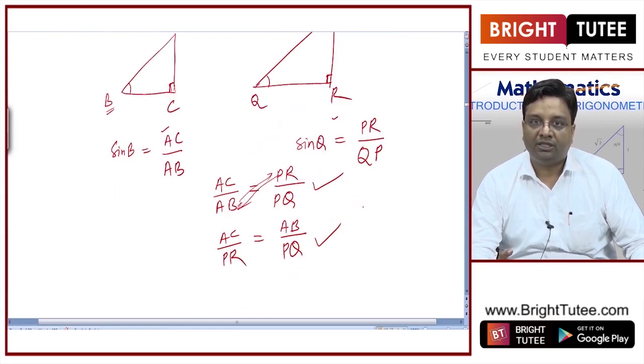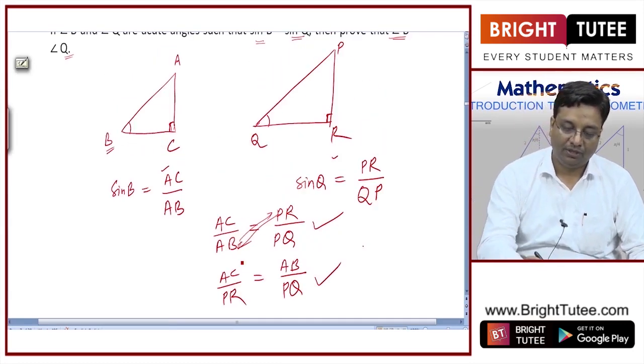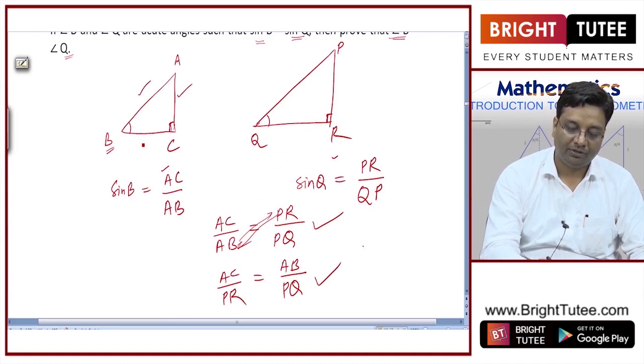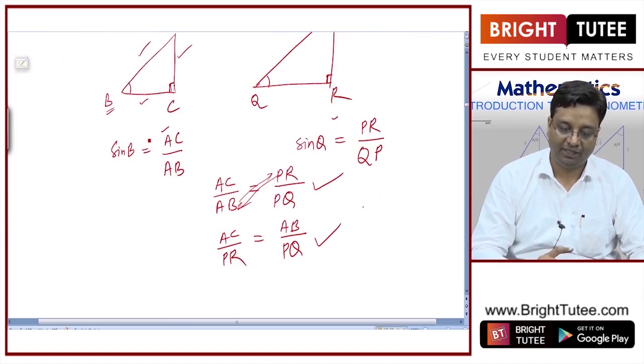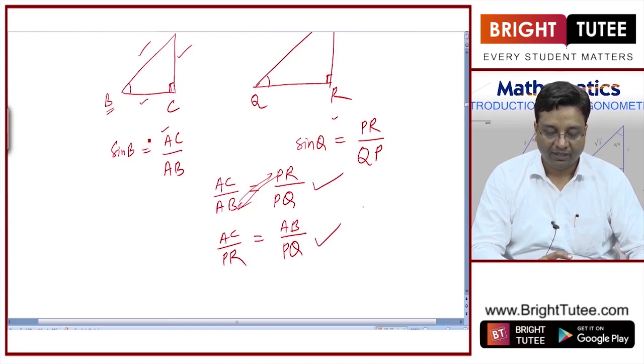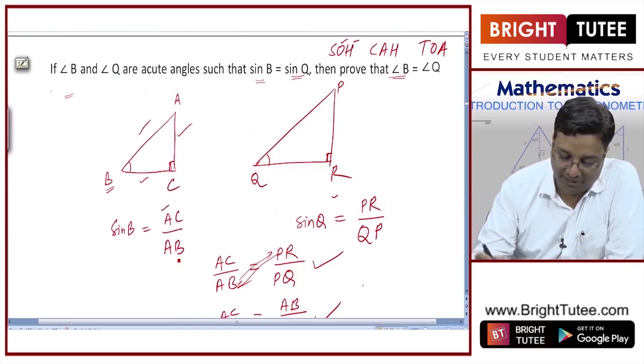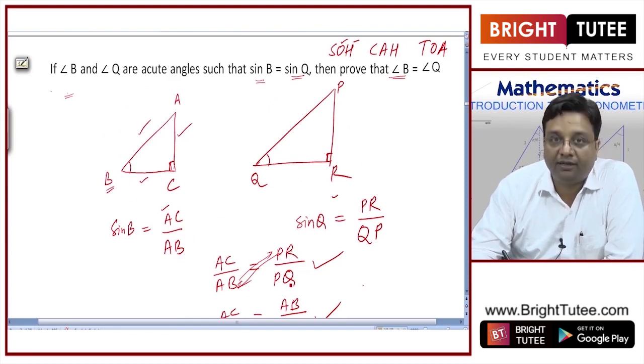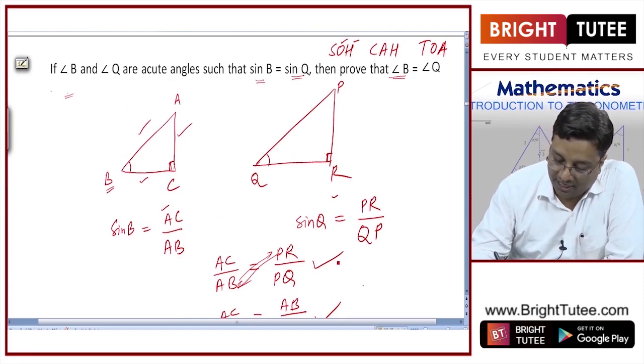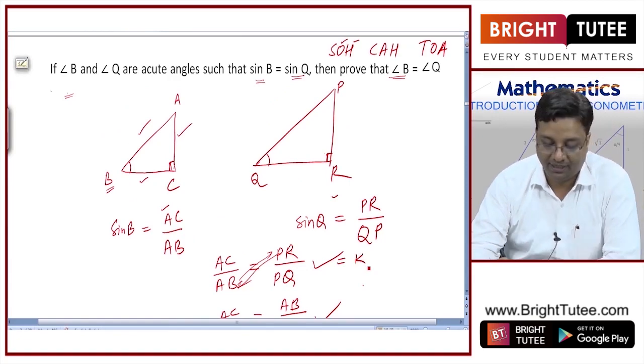Now let me talk about the third side. We have covered in this ratio AC and AB, so side BC is left. Let's talk about BC first. Okay. So it is given that AC upon AB is equal to PR upon PQ. I can take this ratio as equal to K, right?